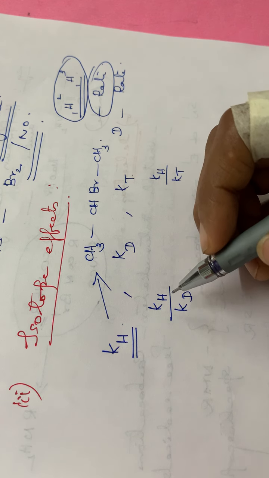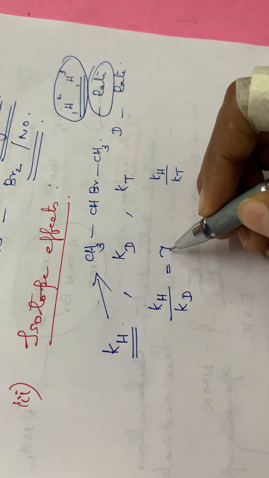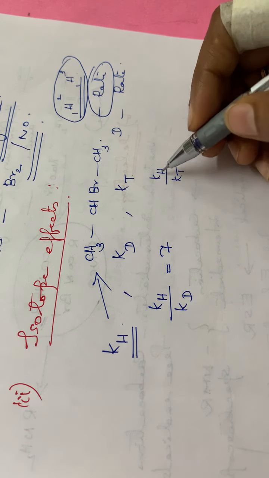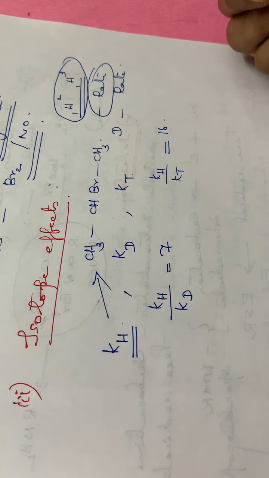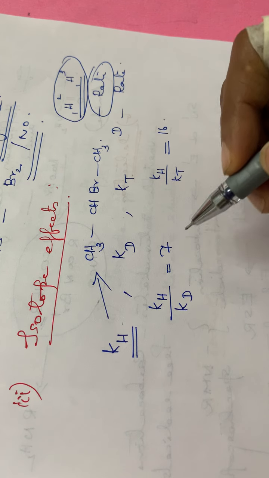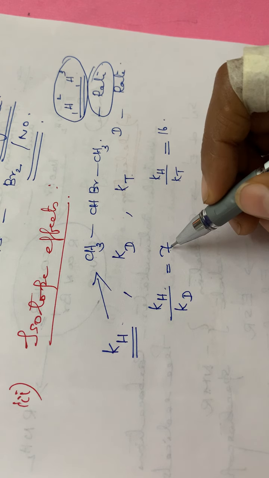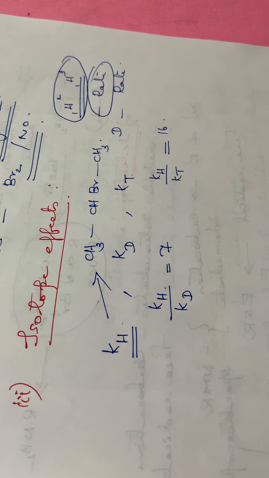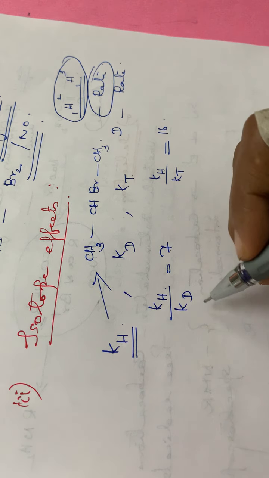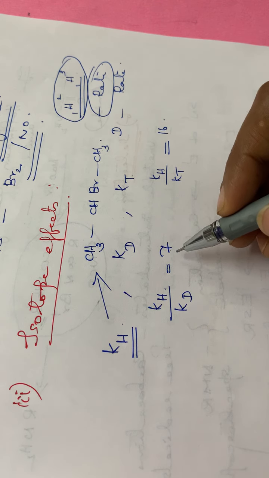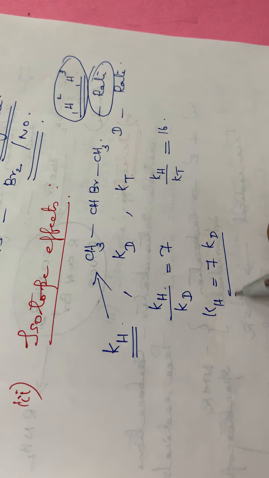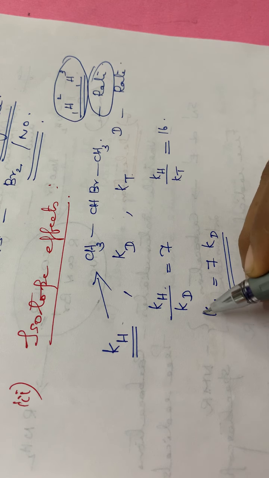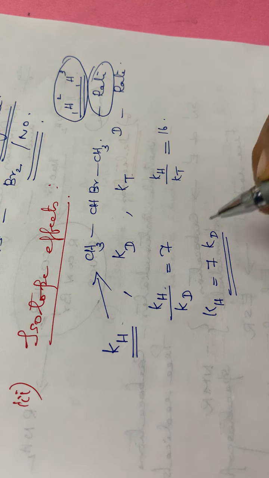So normally this Kh by Kd will be approximately equal to 7. And this Kh by Kt is approximately equal to 16. So what do you mean by these values? Kh by Kd is equal to 7 and Kh by Kt is equal to 16. That means Kh is equal to 7 Kd, isn't it? Kh is equal to 7 Kd. That means the Kh is very much faster than that of Kd, isn't it?